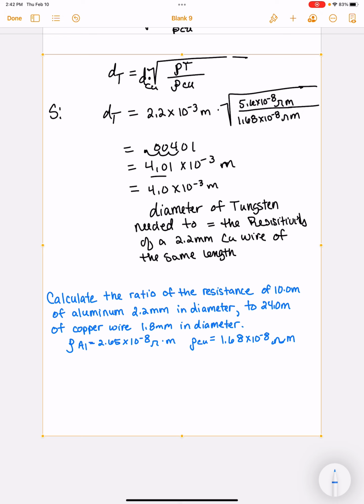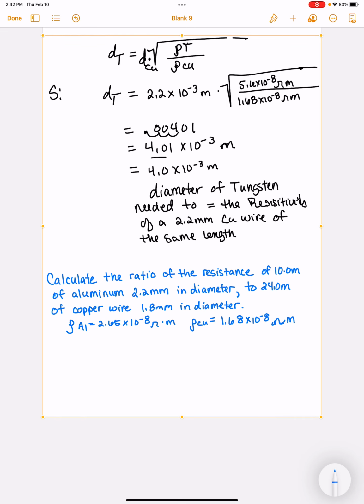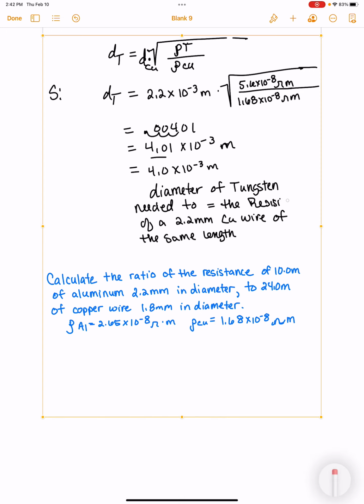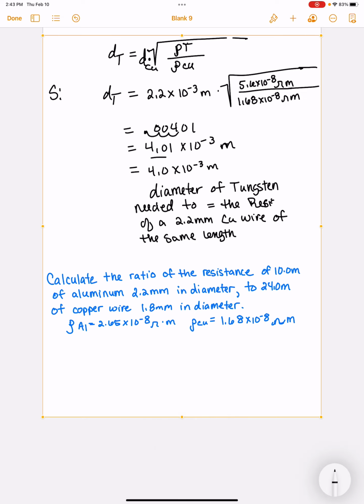And just to recap, in order to get that into scientific notation, we move it 1, 2, 3 times, and so that's going to give us 4.01 times 10 to the negative 3 meters is the diameter of tungsten needed to equal the resistance, not resistivity. I like that word resistivity, I think, because I use it in place of resistance, but that's not what that's supposed to be. That's supposed to be the resistance of a 2.2 millimeter copper wire of the same length.